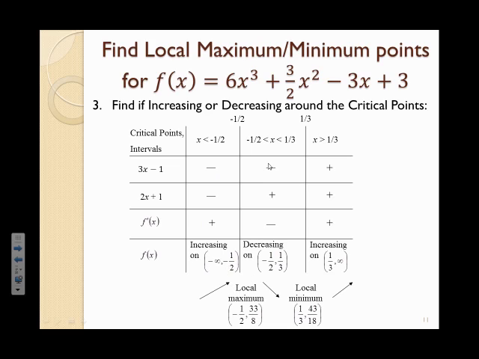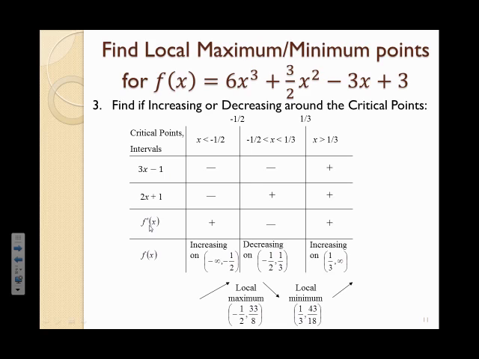Then we do the same thing in between. This is a little bit confusing. If you're not sure about it, don't worry about it. There are easier ways coming very shortly. Again, when we factored it, it was 3x minus 1 times 2x plus 1 to get f prime of x.